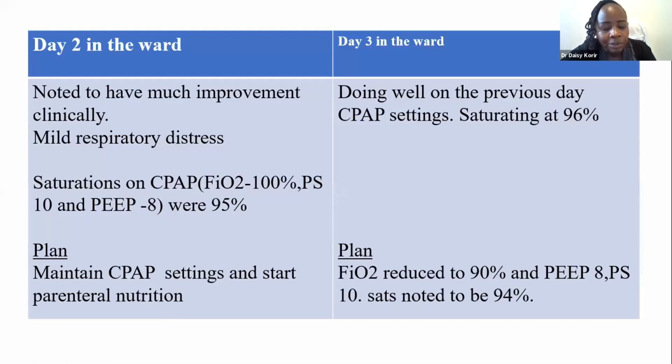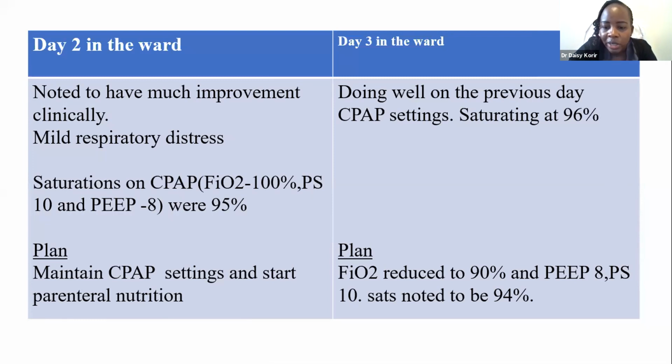So the patient was noted to improve on day 2 with mild respiratory distress and was still saturating at 95 on CPAP at settings of 100 and pressure support of 10. So the settings were maintained, and the patient was started on parenteral nutrition because it was difficult to feed while on CPAP because we are using a mask to ventilate the patient. On day 3, he was doing well and was still on the same setting, saturating at 96.